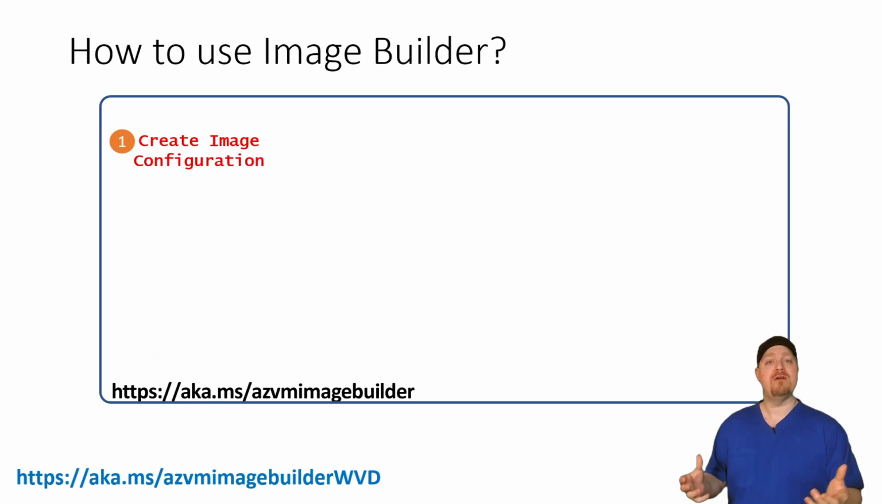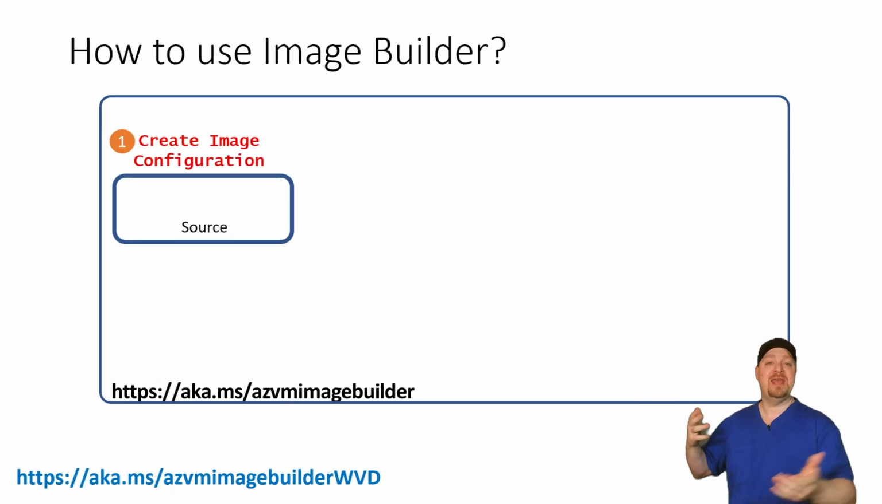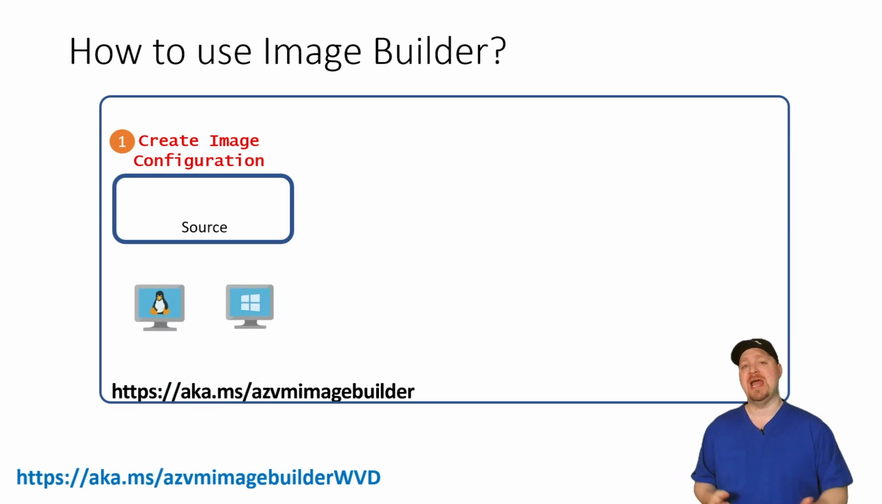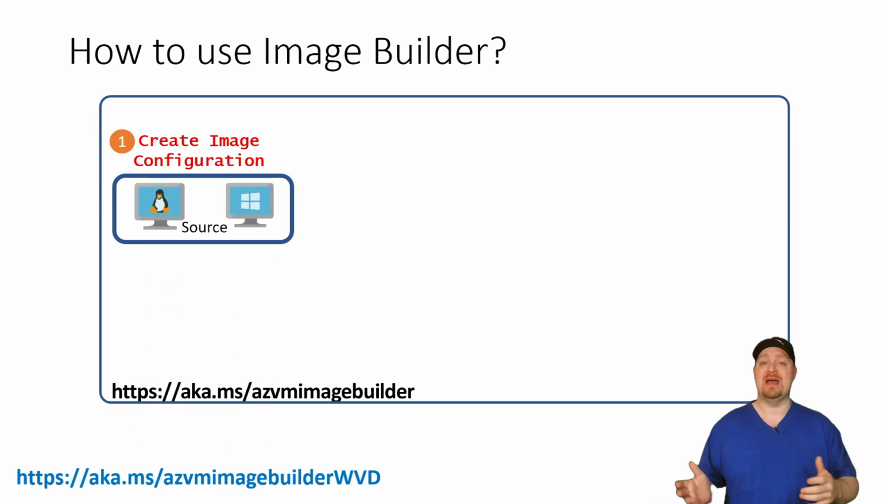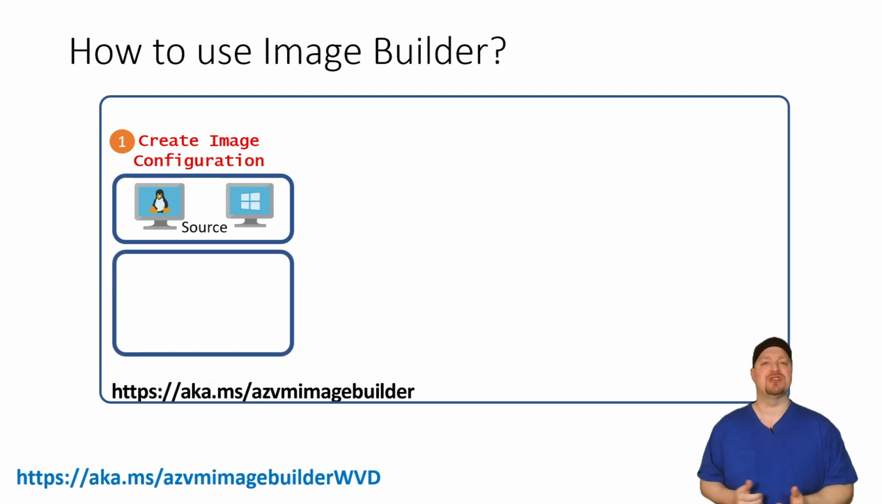This will start off with our source image. In the case of WVD, this would be Windows 10 or Windows Server, and you could get that from an ISO and do it on-prem, or just take one of the images out of the Azure Marketplace.